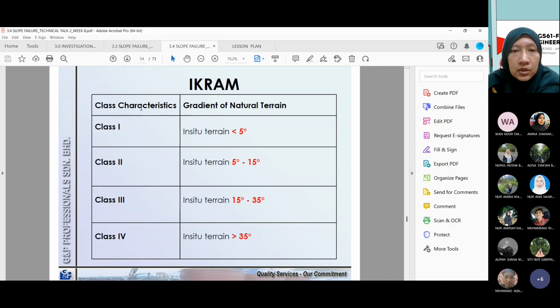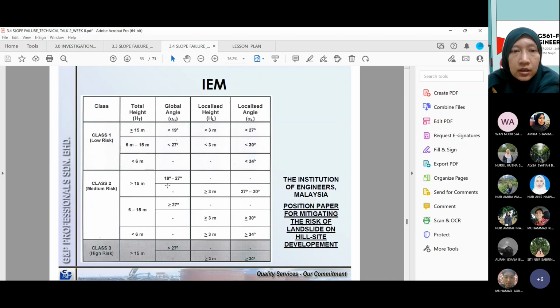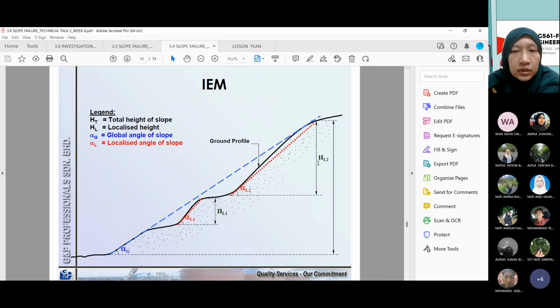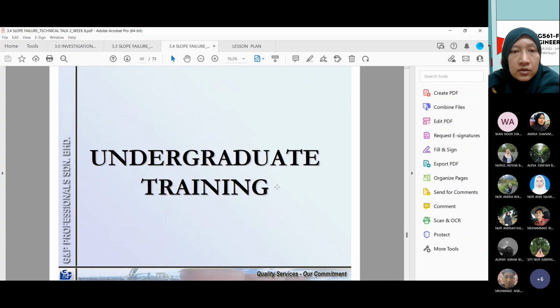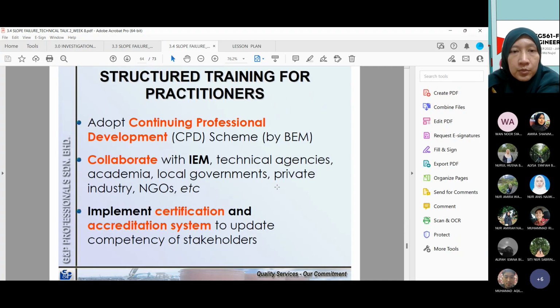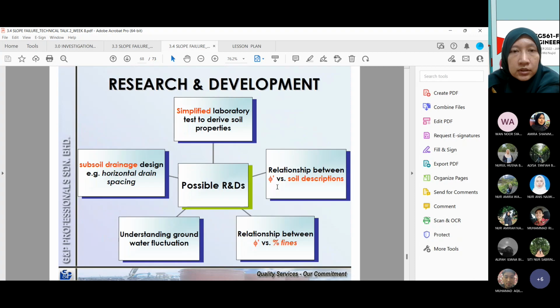This is how ICRAMs propose their requirement, guideline and characteristic, the IEM itself, and then come up with the proper design. And these are the policies and legislations involved. So all those aspects are very important.